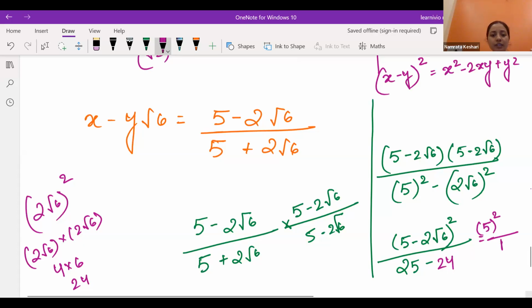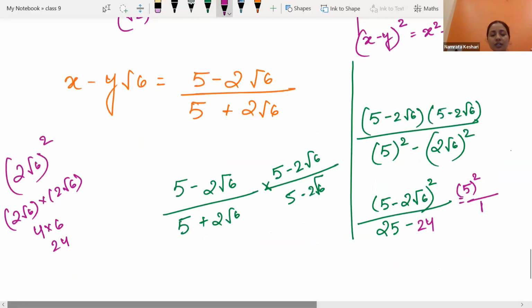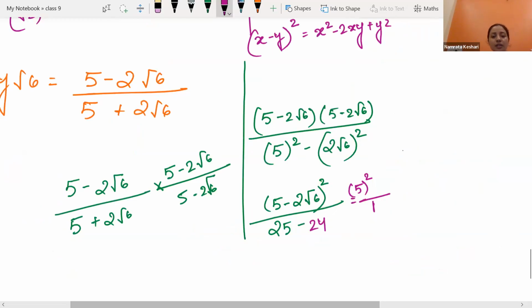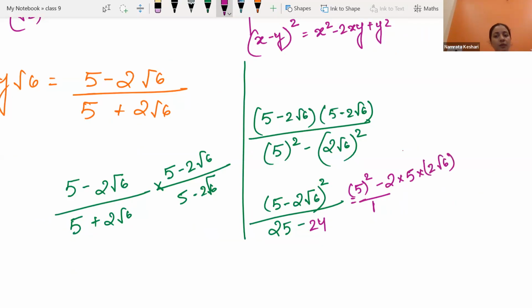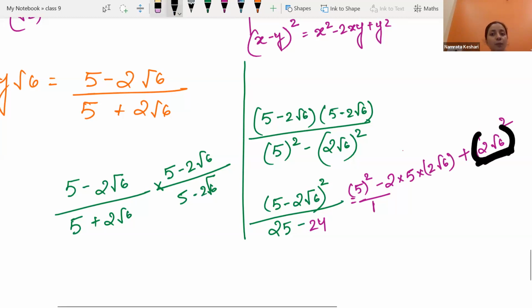So let's apply the formula in the numerator part because the denominator is sorted, just 1. Numerator will be x square minus 2 into x into y, plus y complete square. Most of the time students don't use brackets over here and just give the square. By giving the square without the bracket, you are giving the square to only root 6, not to this 2 which is sitting in the front. Please use the bracket while giving the square, all divided by just 1.